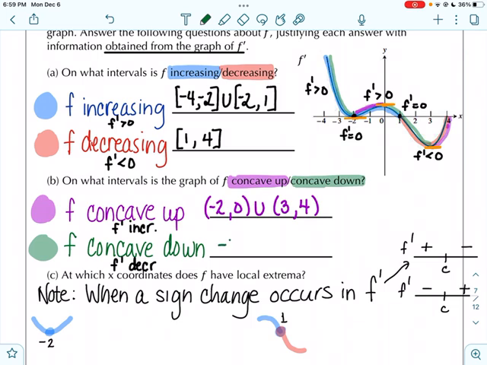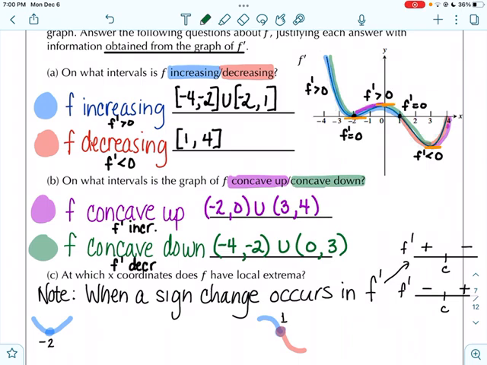So I'm going to start at -4, and I'm then going to go to -2, and then union, I'm going to pick up at 0, and then I'm going to go to 3.